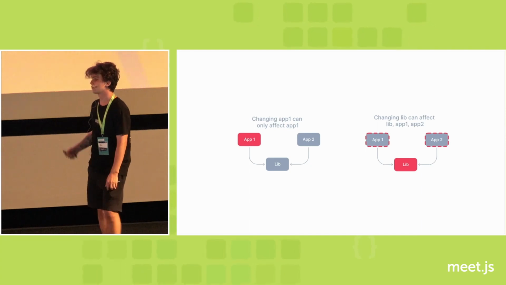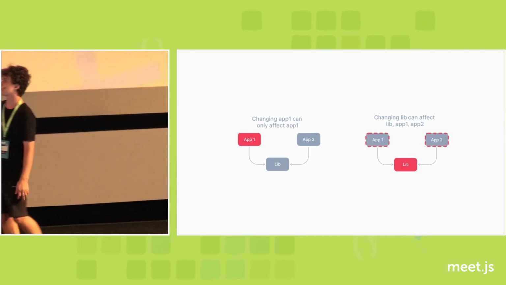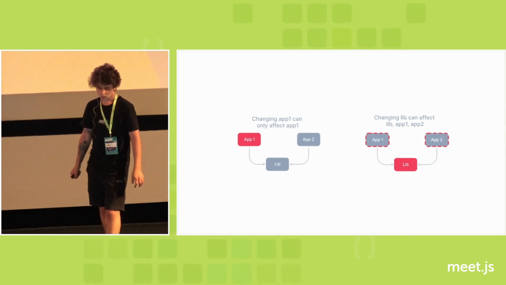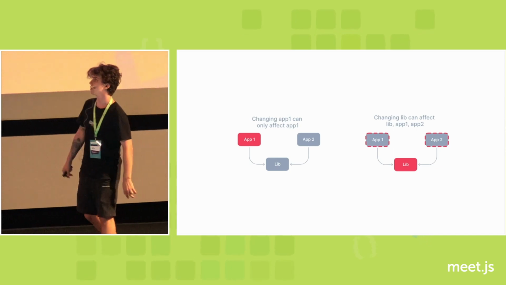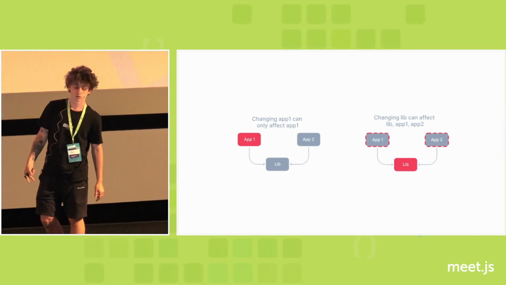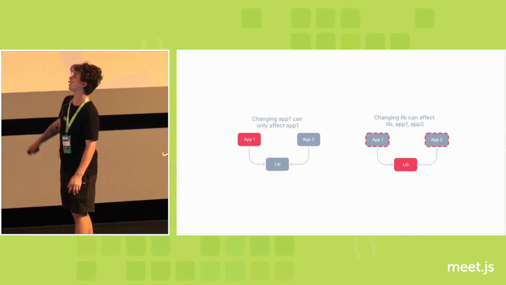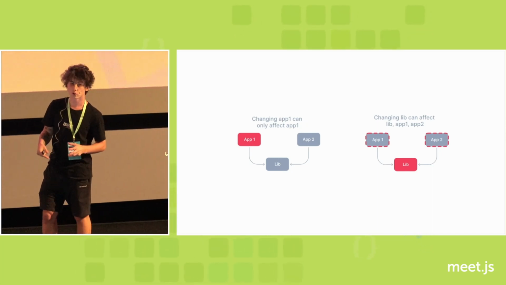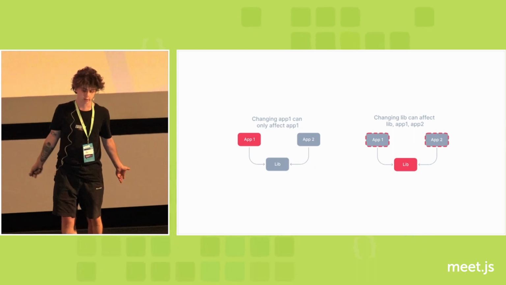For example, we have two applications, application 1 and application 2. We also have a library. When you touch application 1, Nx will only build application 1. And that's all. If we change the library, it will build application 1, application 2, and the library.